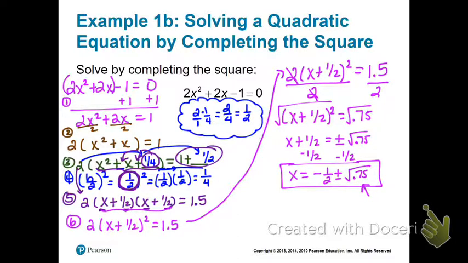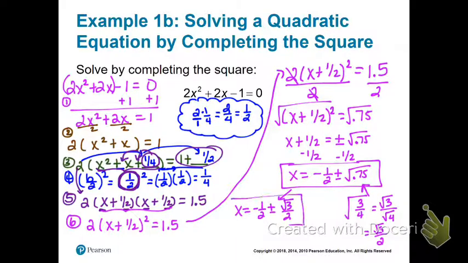All right, so remember the 0.75 is the same as 3/4, right? And if you're taking the square root of a fraction, that's the same thing as taking the square root of the top over the square root of the bottom, isn't it? And so on this one, we get the square root of 3 over the square root of 4, which is 2. So we could write this answer as x equals negative 1/2 plus or minus the square root of 3 over 2. And this is the answer that we're going to see in just a little bit.